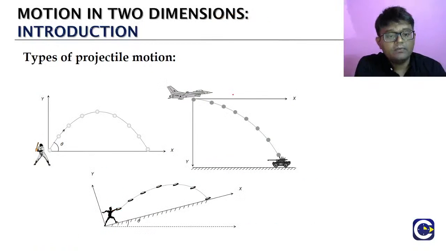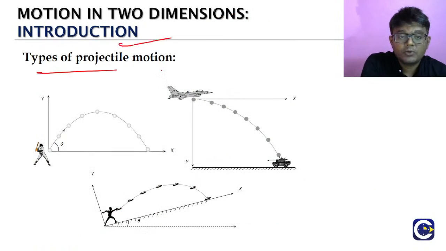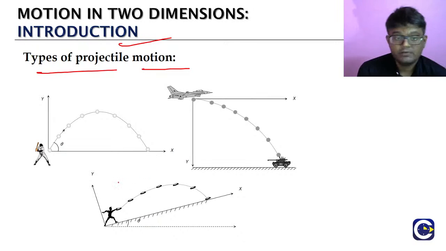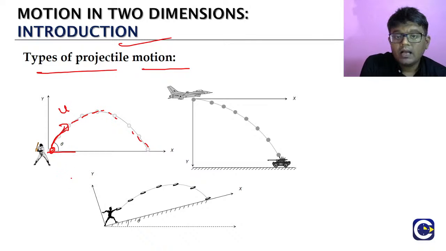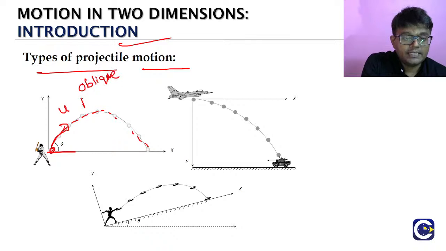Now we look at the three types of projectile we will study. One is the projectile where you throw an object at an angle with the horizontal. With a given initial velocity, you throw at an angle to the horizontal. We will call it the oblique projectile.